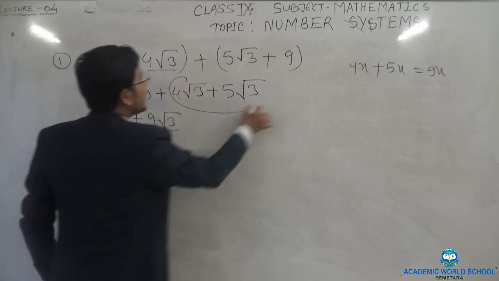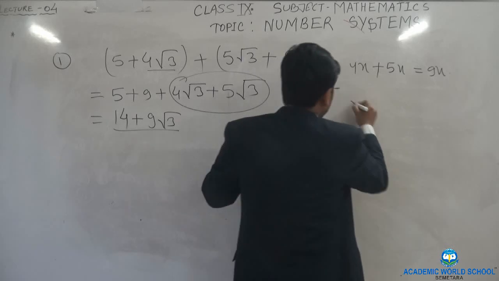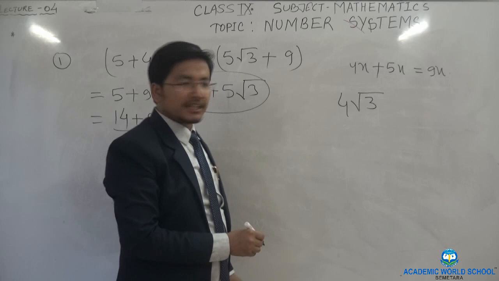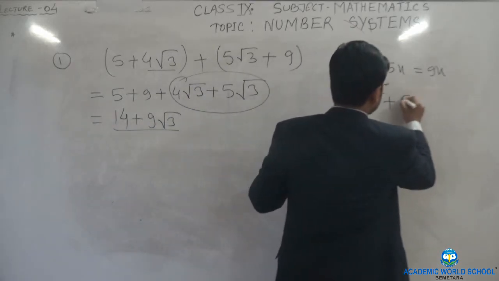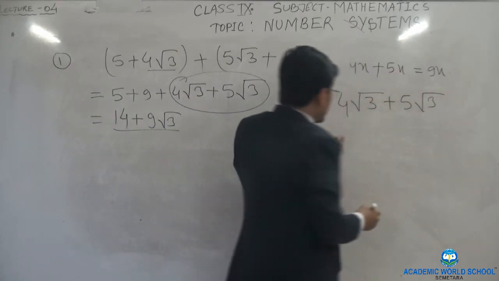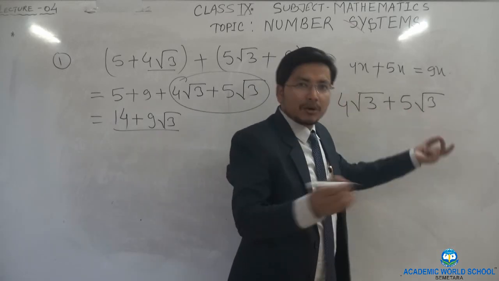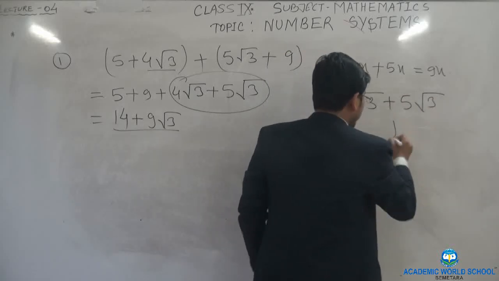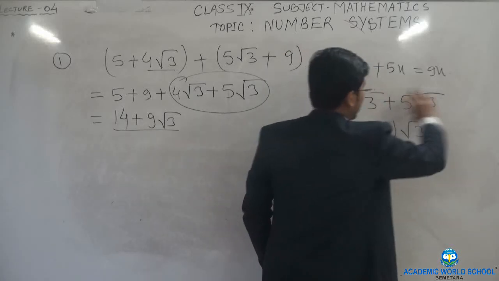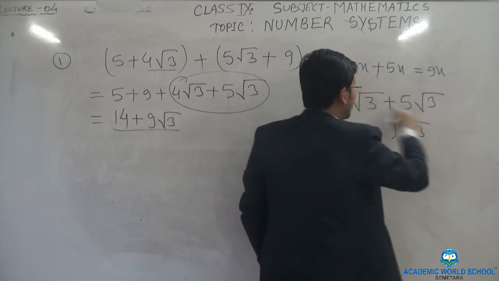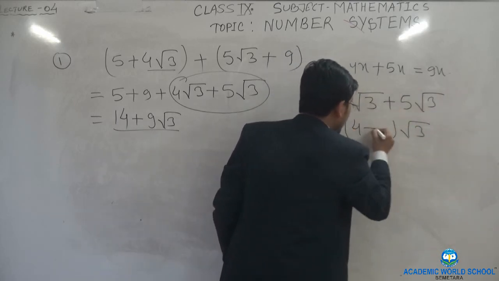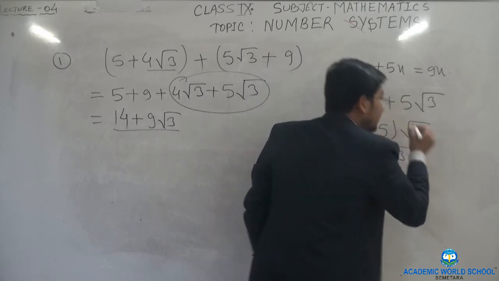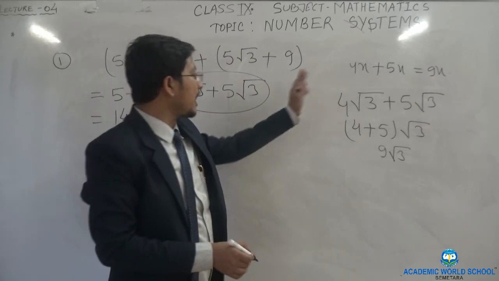So how is this coming 9 root 3? Please come this side and we are going to learn here. This is 4 root 3 plus 5 root 3. So root 3 is common in both, so we are taking this outside. We have taken root 3 common outside from both terms. So what is left? This is 4 plus 5. That is why 4 plus 5 is 9 root 3. So in this way we are going to add these numbers.